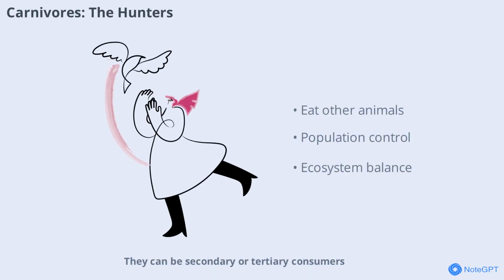They can be secondary or tertiary consumers depending on their place in the food chain. Examples include wolves, hawks, and snakes. Carnivores help regulate populations of herbivores and other prey, maintaining balance in the ecosystem. Their hunting skills and adaptations make them fascinating members of the food chain.